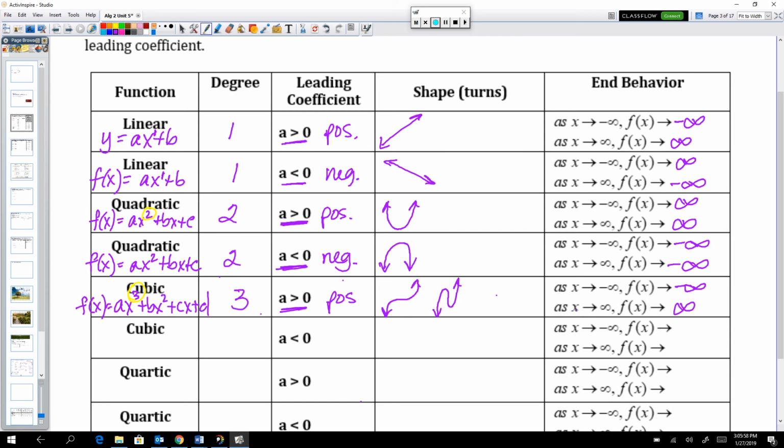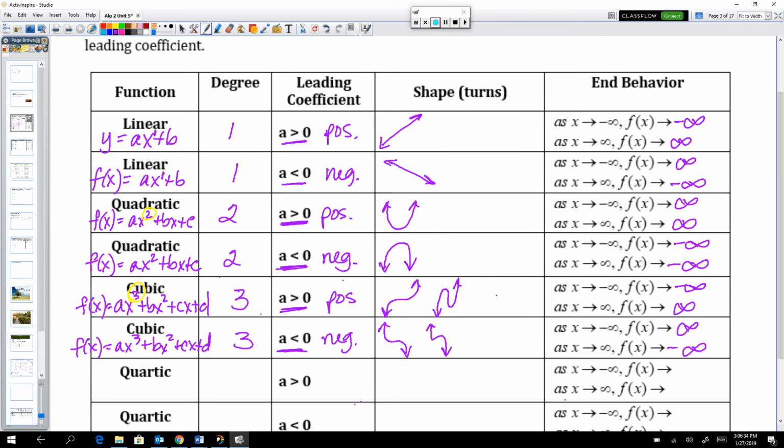Similarly, if we had a cubic, ax cubed plus bx squared plus cx plus d. Same thing, degree 3. But now if that leading coefficient, that a that's glued to the front of x cubed, whatever number that is, is a negative number or less than 0, we know that produces something that looks like this, or something like this. And that is up on the left and down on the right.